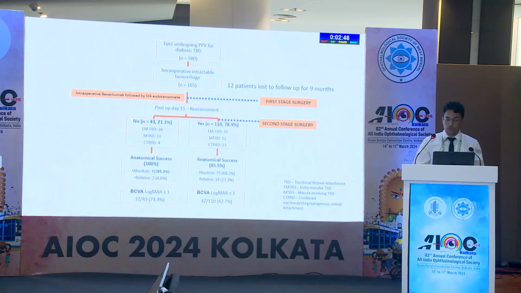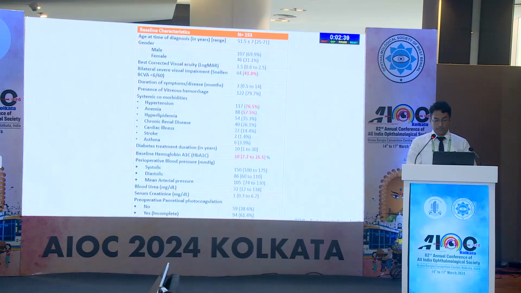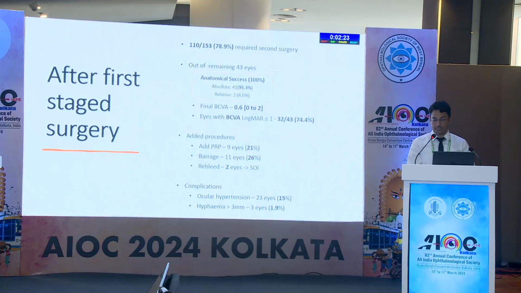So in the period of 2 years, 980 eyes underwent surgery, out of which around 165, that is roughly 20% of eyes, had this intractable hemorrhage. At baseline, the key features that were significant were that up to 42% of eyes had bilateral severe visual impairment. The most common systemic comorbidity was hypertension. Anemia was present in 57% of eyes, and the median baseline HbA1c level was 10.